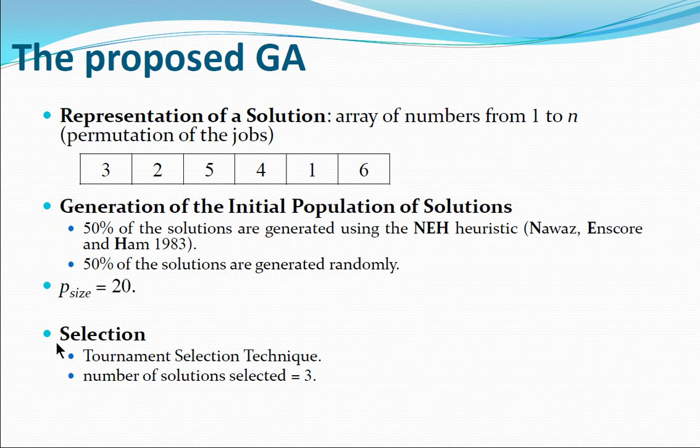In the selection phase, we use the tournament selection technique, which consists of selecting a number of solutions randomly and selecting the best among them. In this paper, we select 3 solutions of the population, and we take the best solution among these 3 selected solutions.